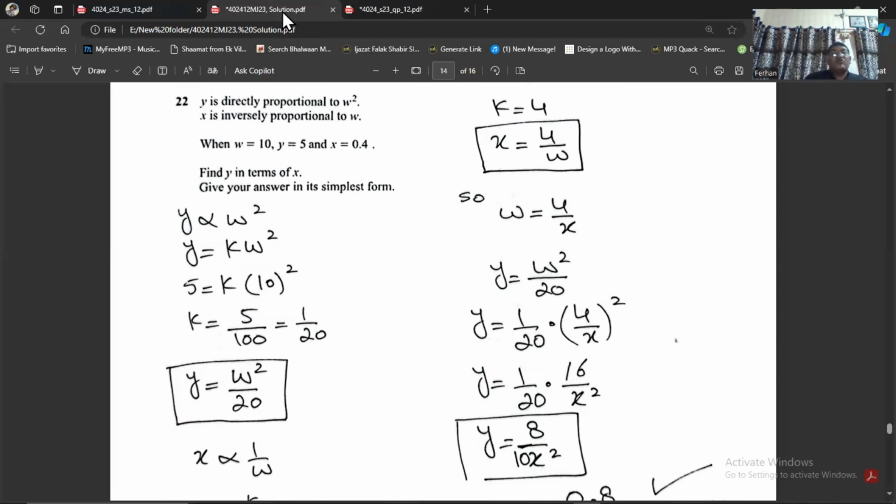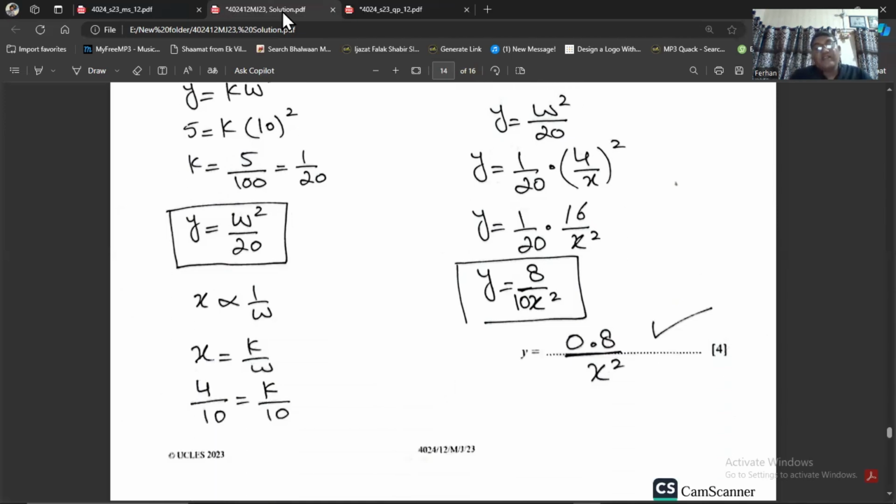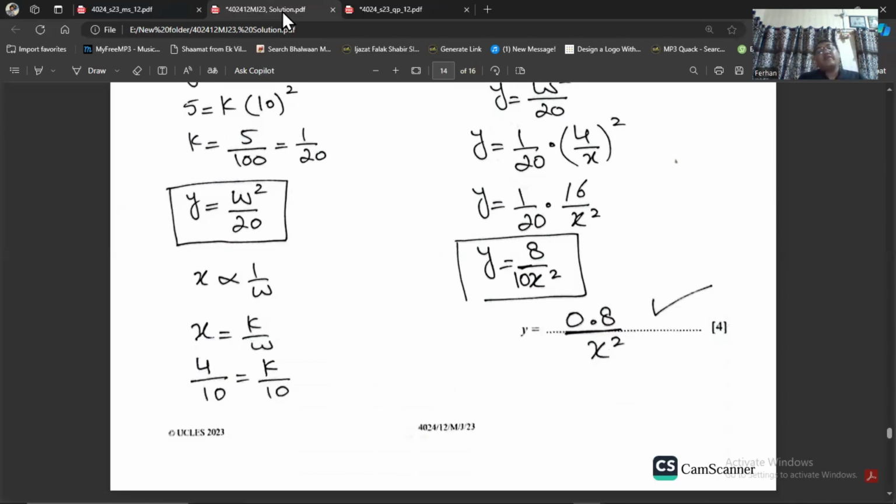So the w is equals to 4 by x and the y is equals to w square by 20. So I will substitute the value of the w as 4 by x. So it will be 1 by 20 into 4 by x whole square. So that will be 1 by 20 into 16 by x square. So when you cut it with the 2, sorry. So that will be 8 by 100 by 10 x square. So then it is 0.8 divided by x square.